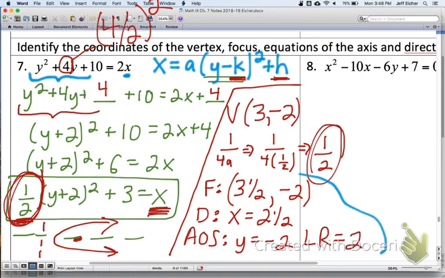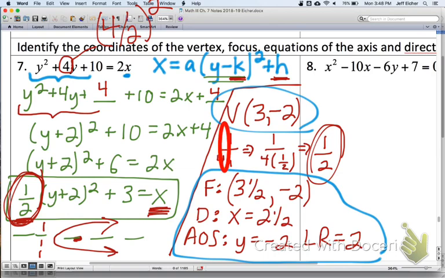So there is all the information that we were looking for, having to complete the square first to be able to identify that. Also, just want to point out once again how important this formula is to figure out where the focus and directrix are.